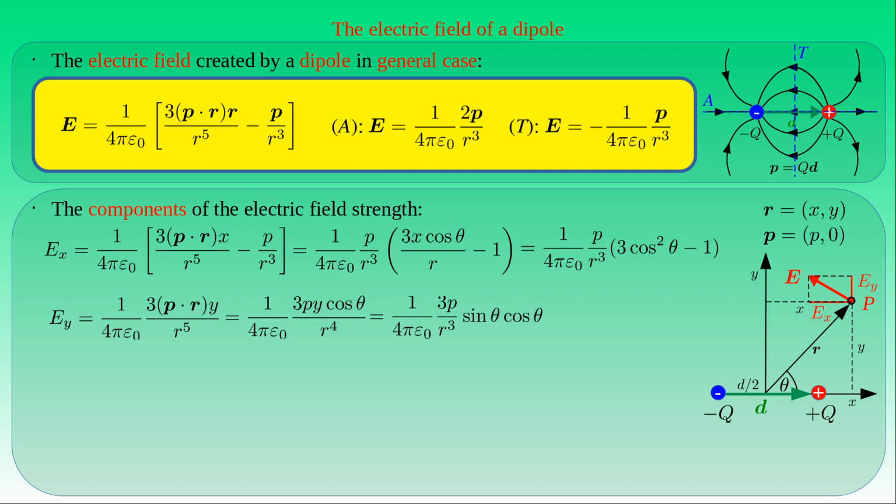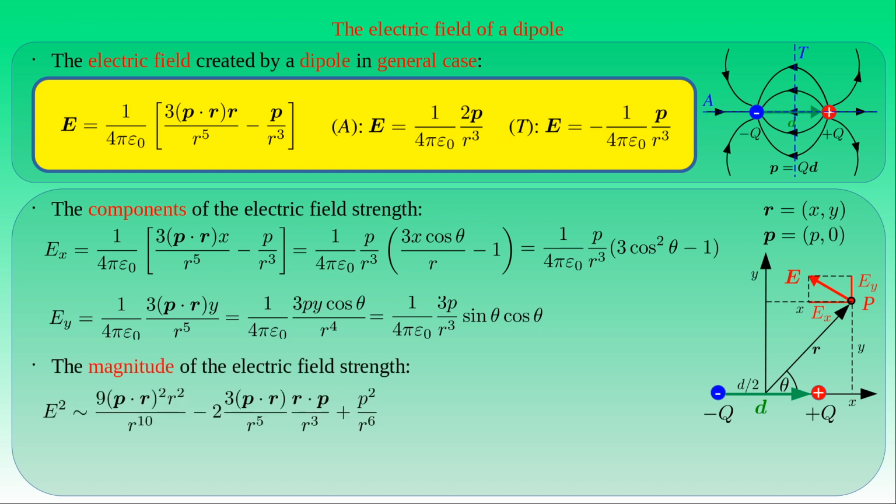We could use the components of the electric field strength to determine its magnitude in an arbitrary point, but we will apply the coordinate-free expression of the vector E of the dipole in the calculation. The square of the electric field strength E is proportional to 9 times the square of the dot product of the vectors p and r, times r squared over r to the 10, minus 2 times 3 times the dot product of the vectors p and r times the dot product of the vectors r and p over r to the 5, plus p squared over r to the 6. This expression can be written as 3 times the square of the dot product of the vectors p and r divided by r to the 8, plus p squared over r to the 6.